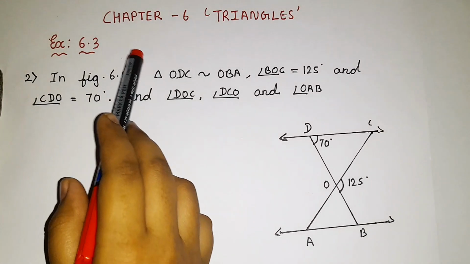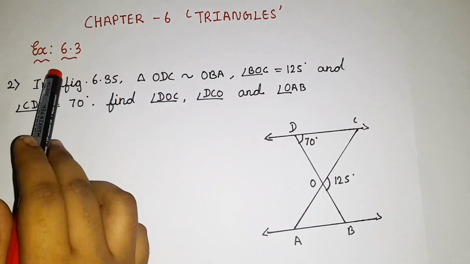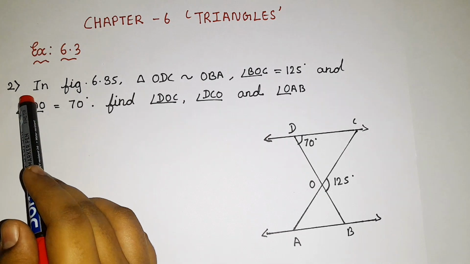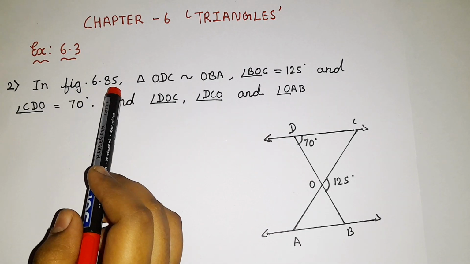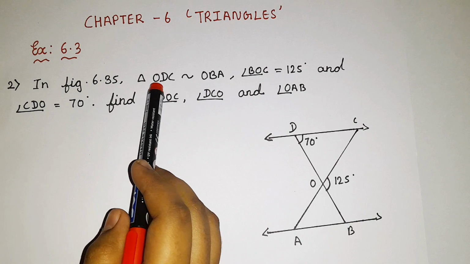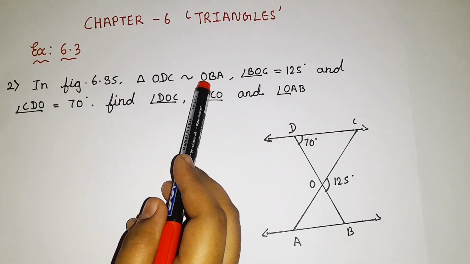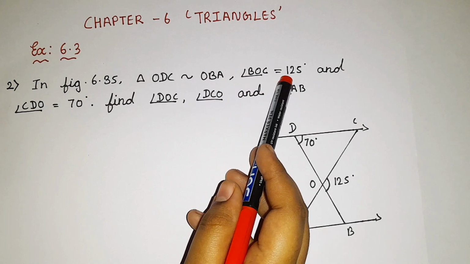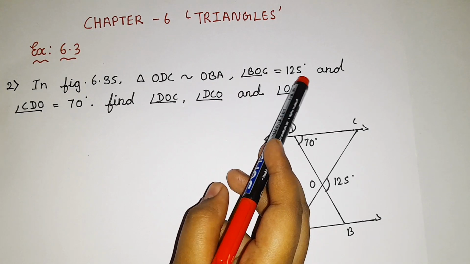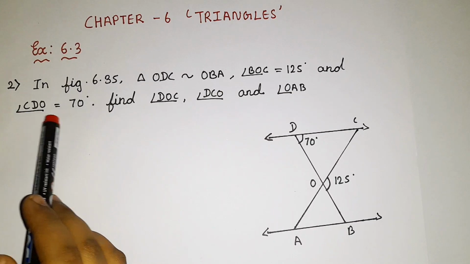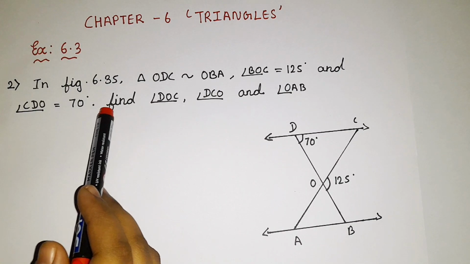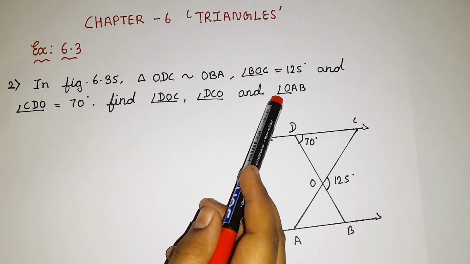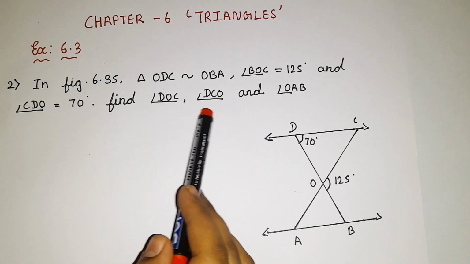Today we are going to be learning Chapter 6 Triangles, Exercise 6.3, second question. Now let's read the question. In figure 6.35, triangle ODC is similar to triangle OBA. Angle BOC is equal to 125 degrees and angle CDO is equal to 70 degrees. Find angle DOC, DCO and angle OAB. So we are supposed to find these values.